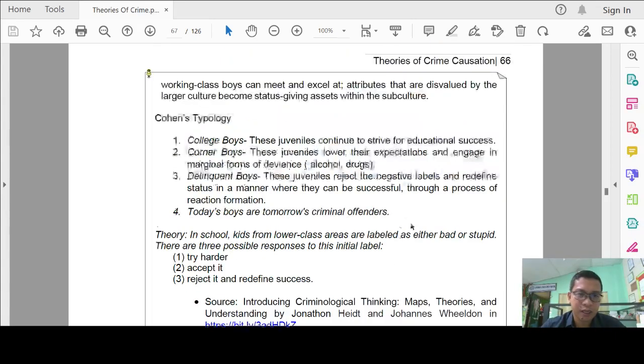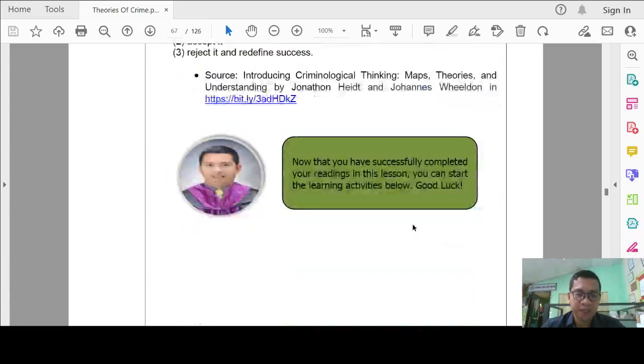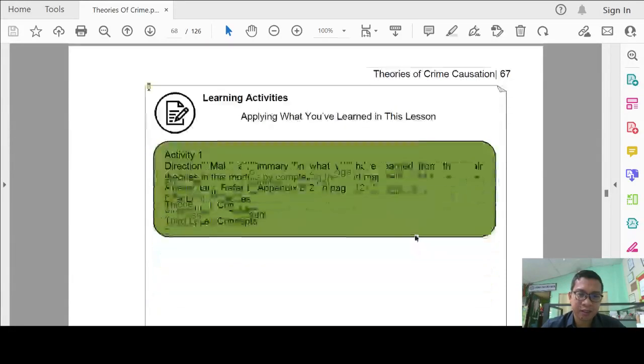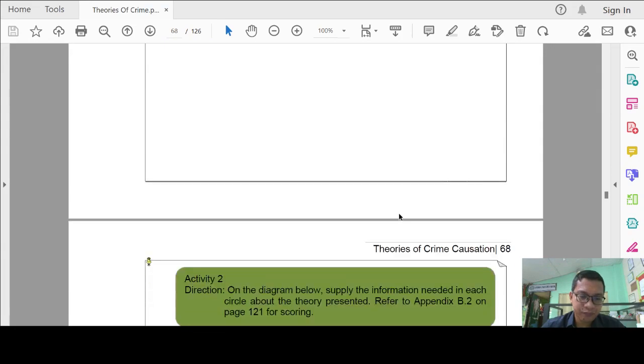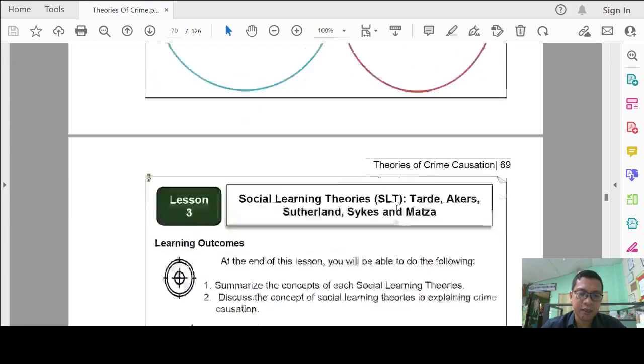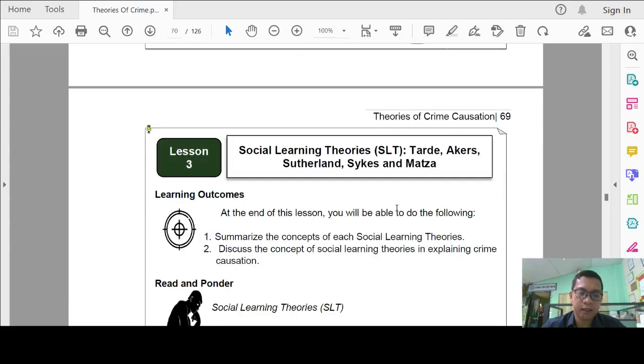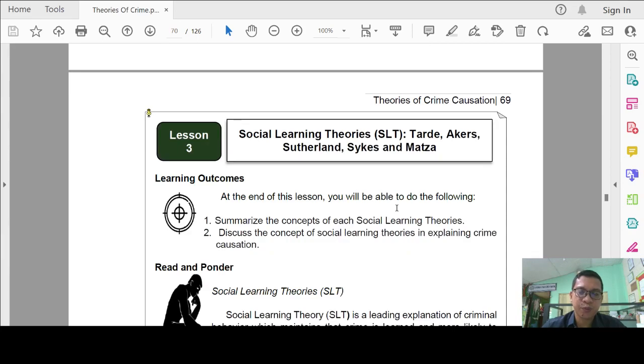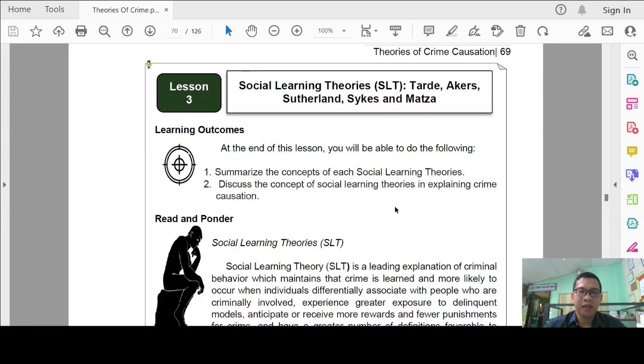Okay, so those are the typology of Cohen's subculture. Now, let's proceed to the next theory. Okay? After this, I will give you a short quiz for the topic. Okay. Now, let's proceed to social learning theories or the SLT.